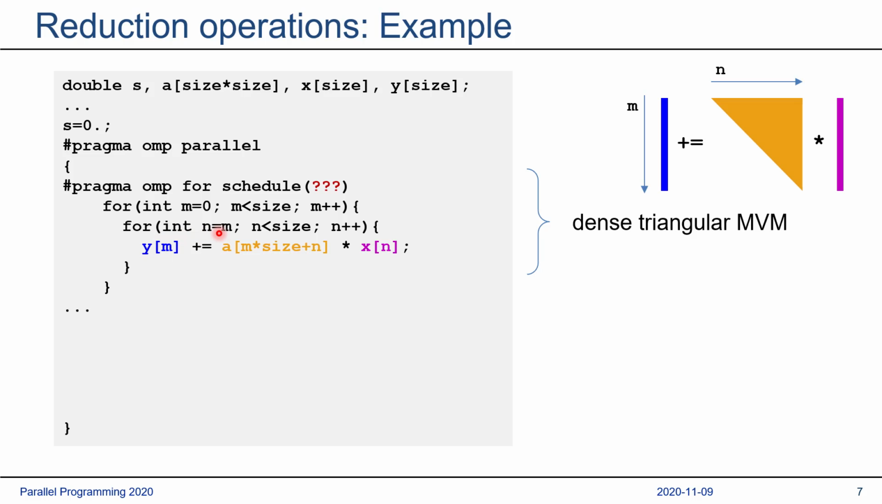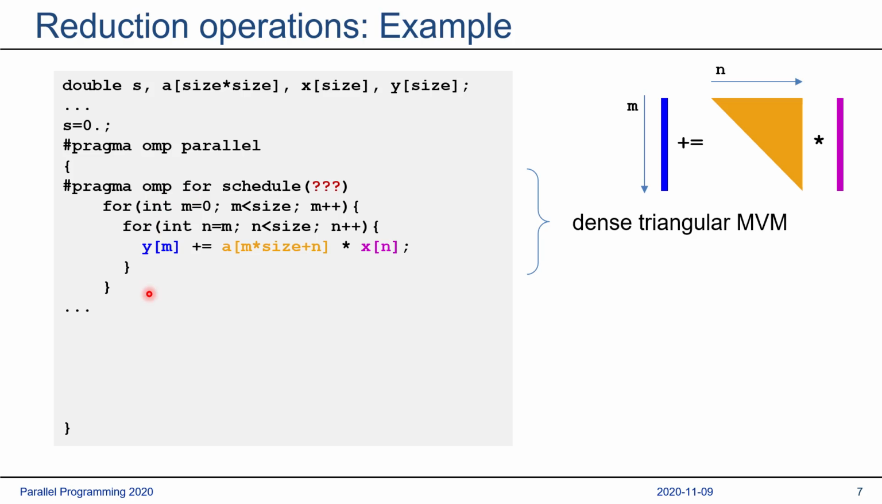The inner loop goes from m, which is the outer loop index, to size -1, and the outer loop goes from 0 to size -1. So this is how we encode this upper triangular matrix in this matrix vector multiplication operation. And of course, let's say this were a static schedule, so every thread would get roughly the same chunk of the M loop, then we would face a severe load imbalance. So the question is which loop schedule should be chosen here, and you can try this out in the exercises. That's not the point here.